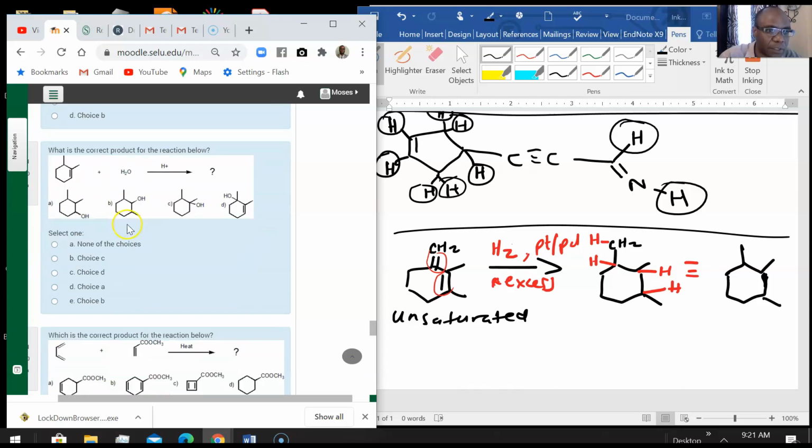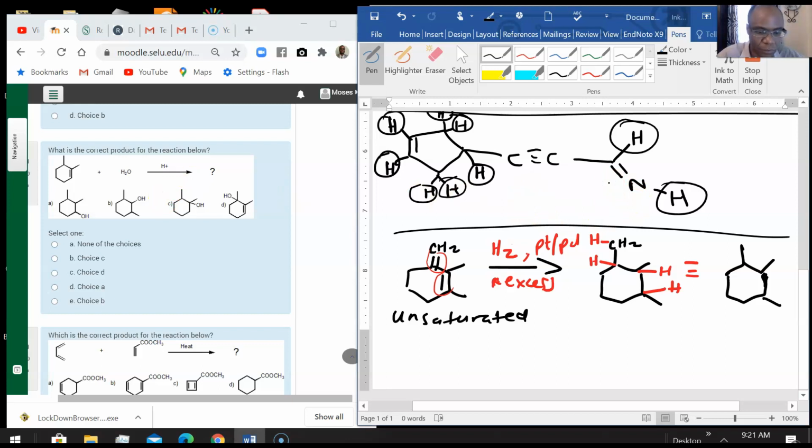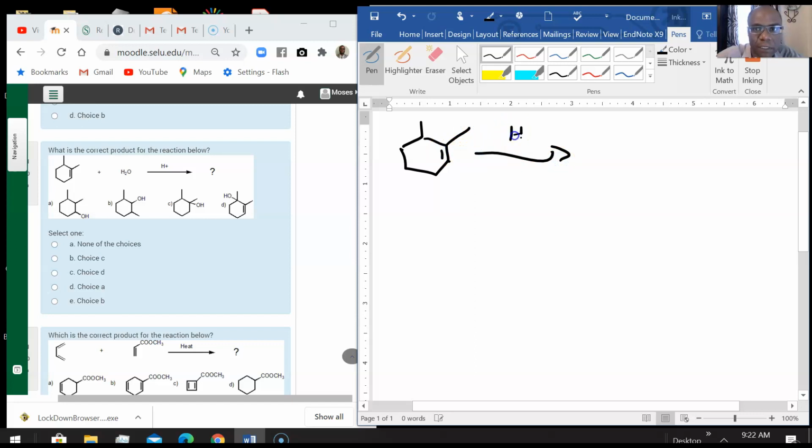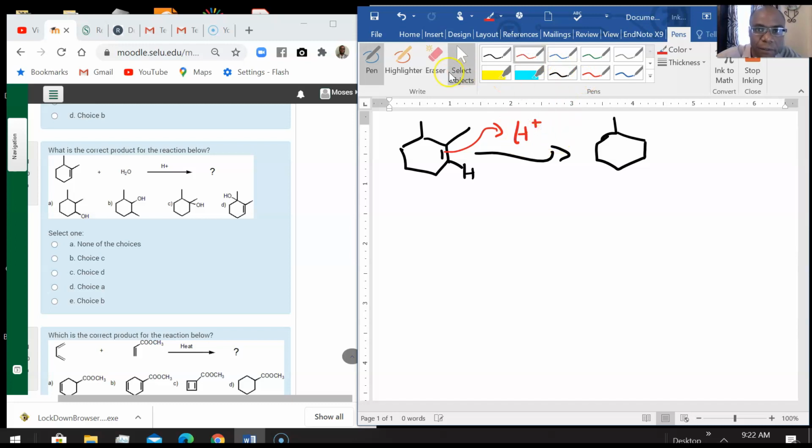What is the correct product? Here we have to draw the mechanism. Let me show you. You have to draw a little mechanism. So for this one, you are adding water. First of all, the mechanism is catalyzed by an acid. So you're making a carbocation intermediate. Remember, we say that the hydrogen of the acid goes where there is more, according to Markovnikov addition, right?